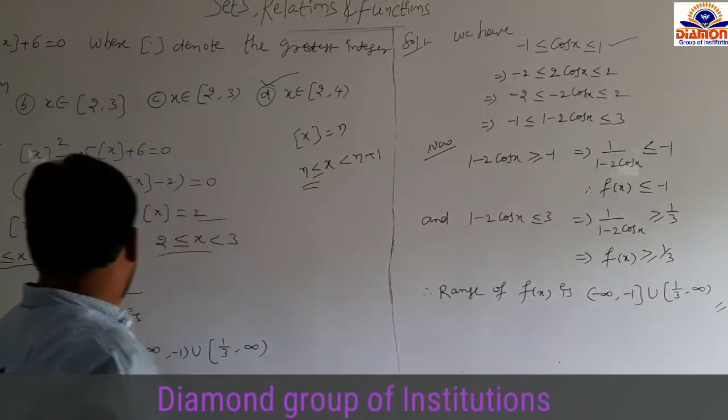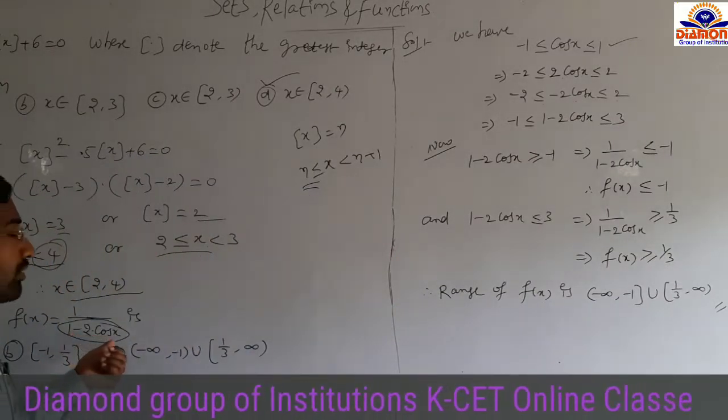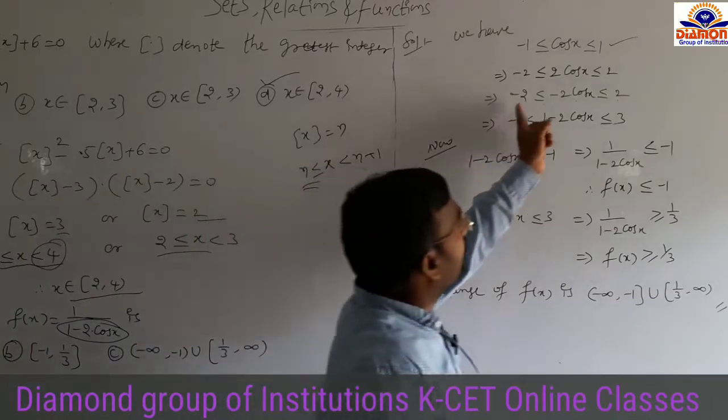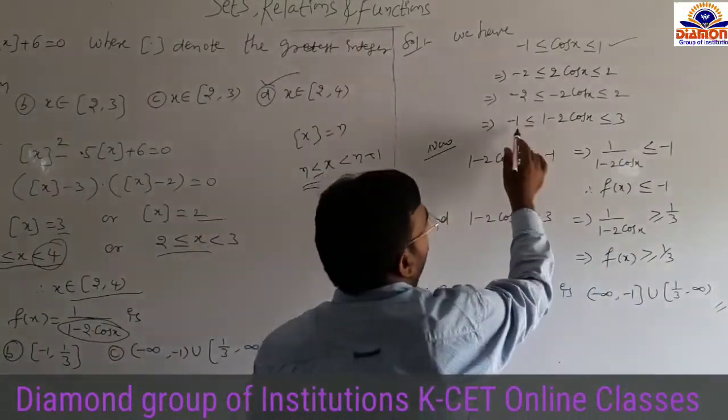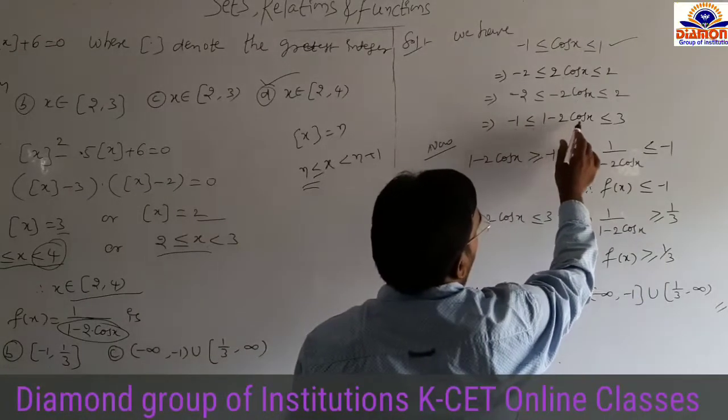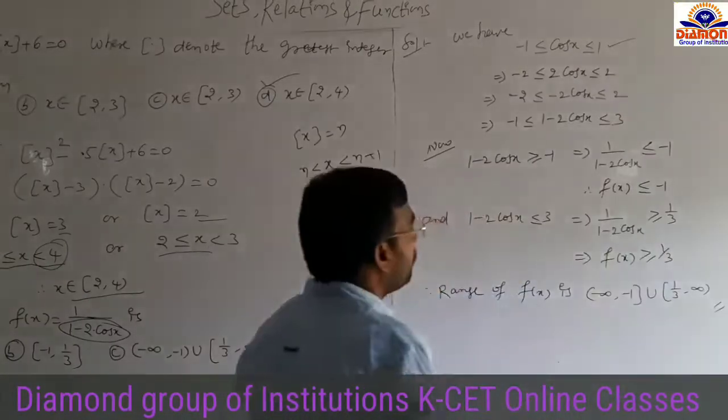Next, you want 1 minus 2 into cos x. So 1 add on both sides. Every term add by 1. So minus 1 less than or equal to 1 minus 2 cos x less than or equal to 3.